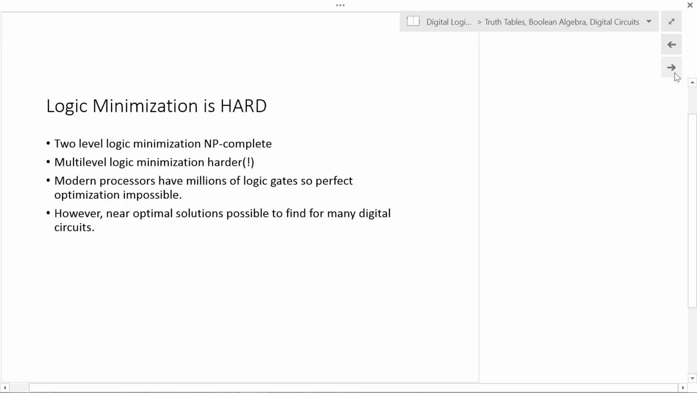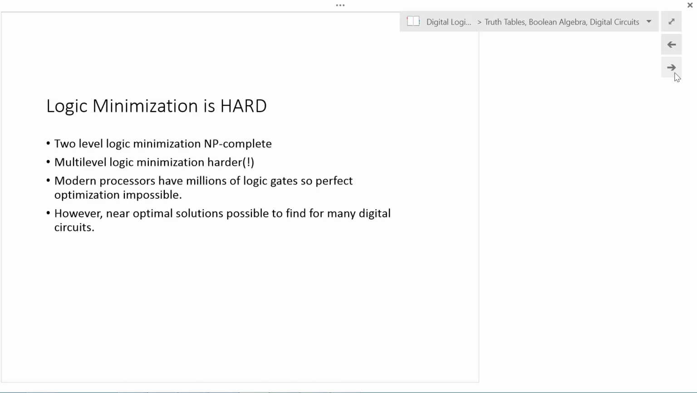So some takeaways that you should keep in mind. Logic minimization is hard. So if you are a computer scientist, you may know about complexity classes. 2-level logic minimization is NP complete, and multi-level logic minimization is quite a bit harder. Modern CPUs, microprocessors, your computer chip, will have millions of logic gates, so perfect optimization is impossible. However, near-optimal solutions are possible to find for many digital circuits.